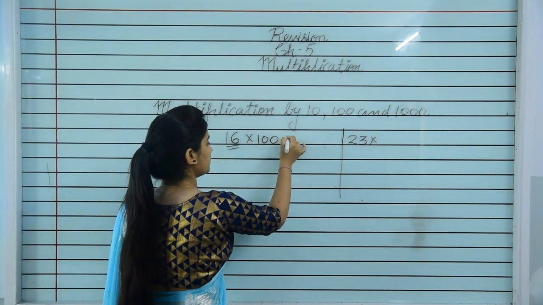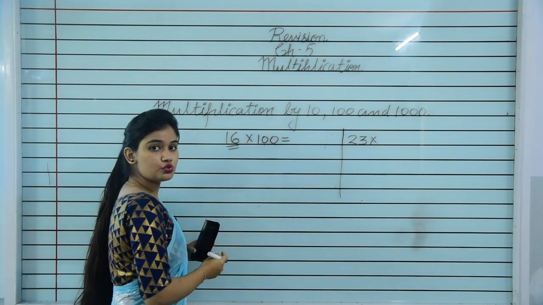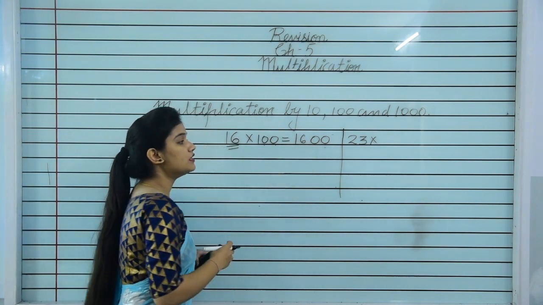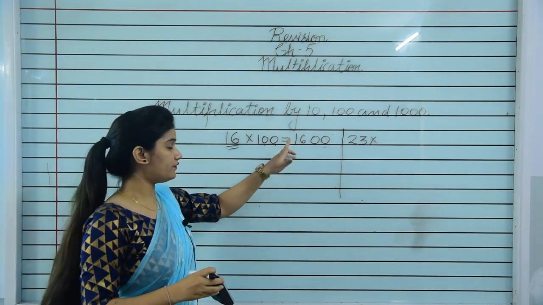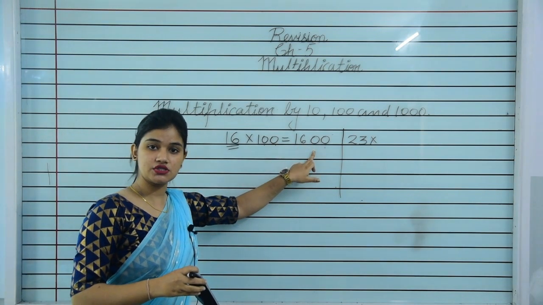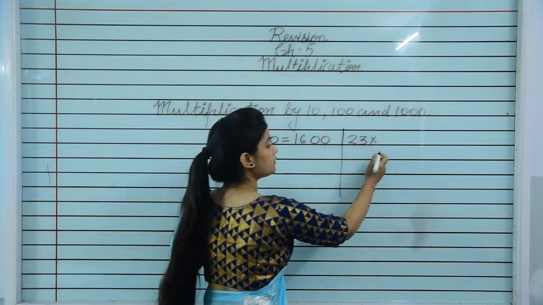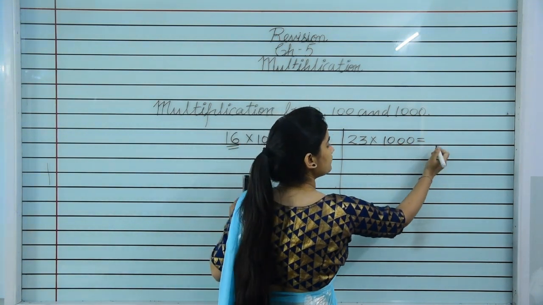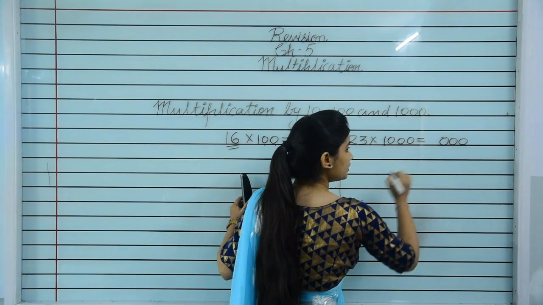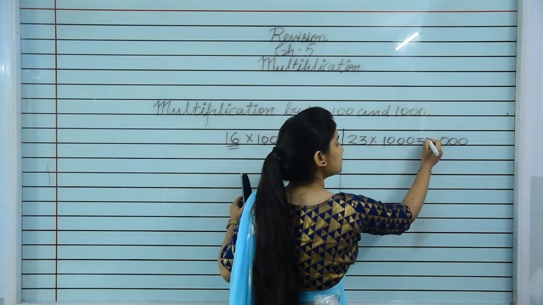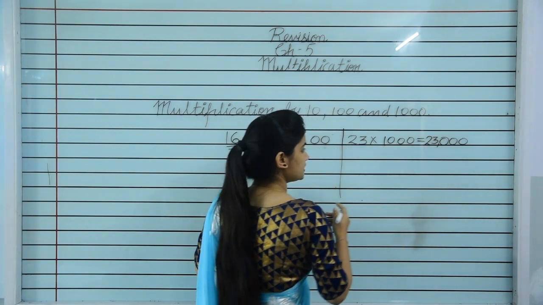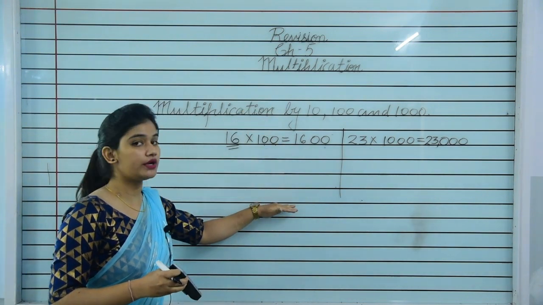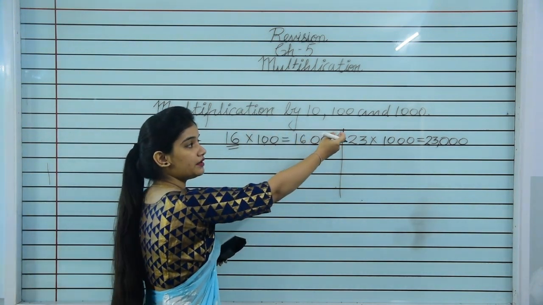16 into 100. Again we have 2 zeros here. It means we put 2 zeros and 16 ones are 16. So the answer is 1600. Understood? Now I am doing 23 multiplied by 1000. How many zeros do we see here? 1, 2, 3. We see 3 zeros, so we have to put 3 zeros here, and 23 ones are 23. So 23 will come as it is, and the product is 23,000. Understood students? So in this way you can multiply any number by 10, 100 and 1000.